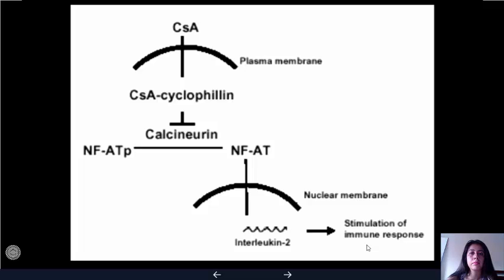What is the clinical use of cyclosporin? The clinical use of cyclosporin is to suppress organ rejection after transplantation, and it's also effective in certain autoimmune disorders.